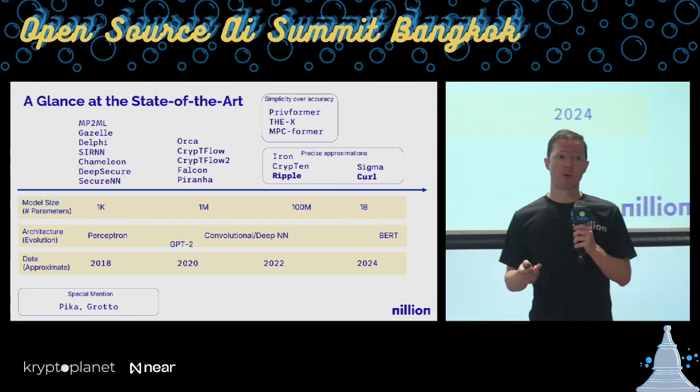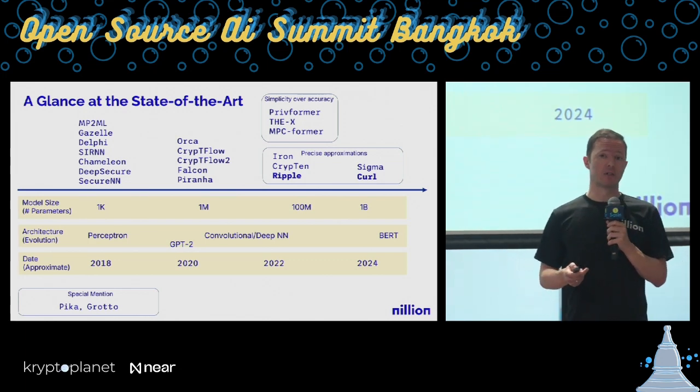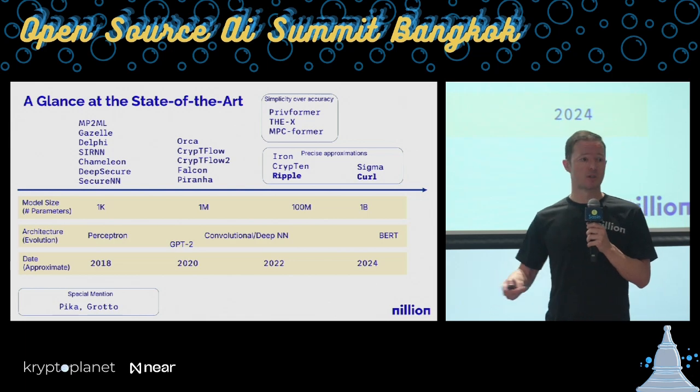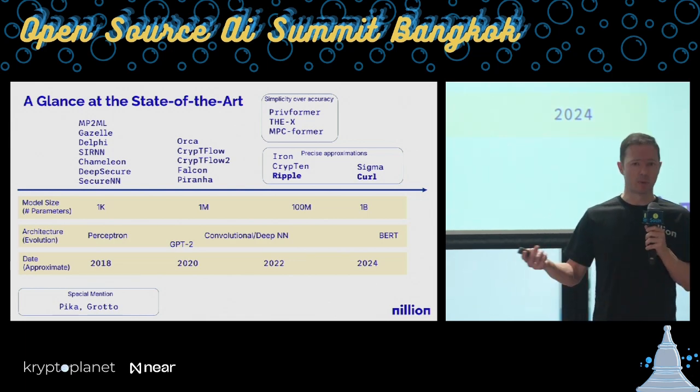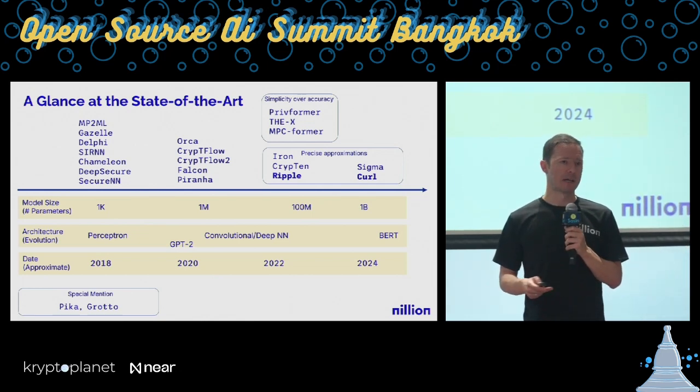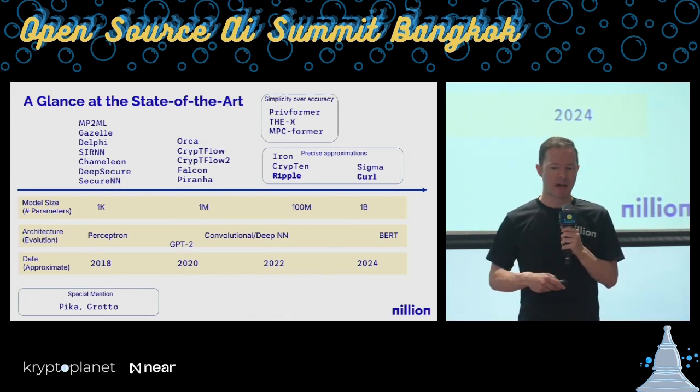There's been a lot of progress made in the last 6 years. So you may hear, and it's true, that these techniques are slow compared to, for example, plain text execution of models. But look at the amount of progress that has been made. Only 6 years ago, we were only able to work with thousands of parameters in the models. And now we're able to work with billions of parameters. So there's been massive improvement here.